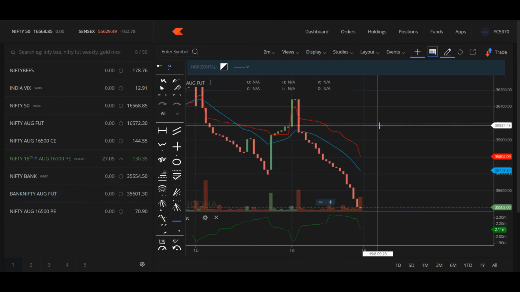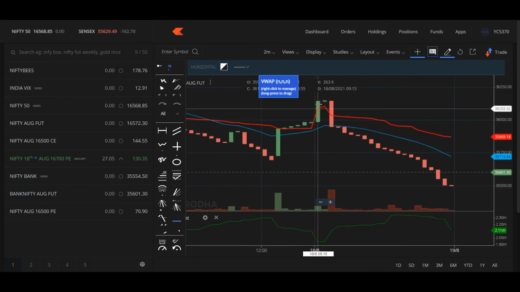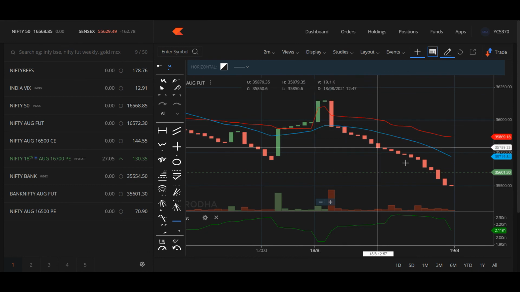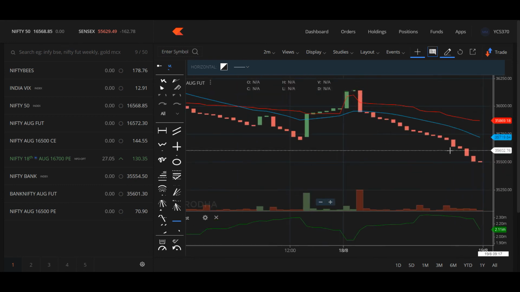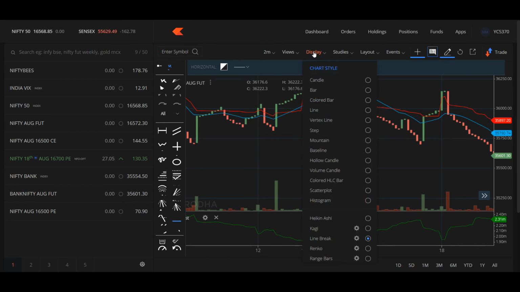So you can check on Bank Nifty as well. Bank Nifty had given the first candle green, and after that it has given you a red candle. If you would have sold it here, exactly, you would have got the complete move, right? So this is how this particular thing works. So you can check it out. Line break is the chart name. You can just check and let me know if this helps you in any way in your trading.